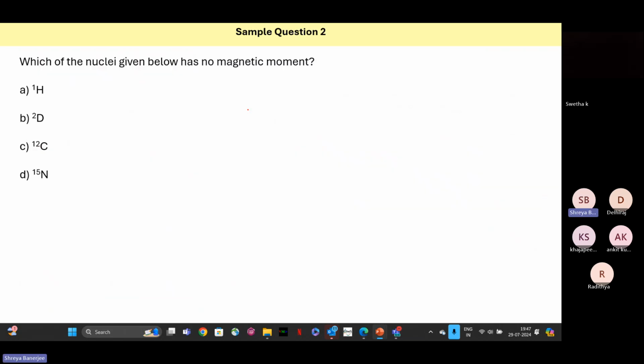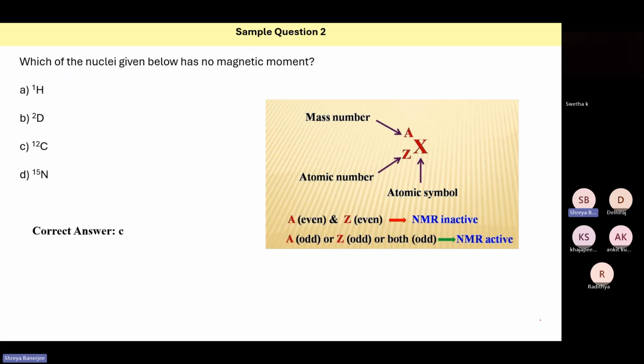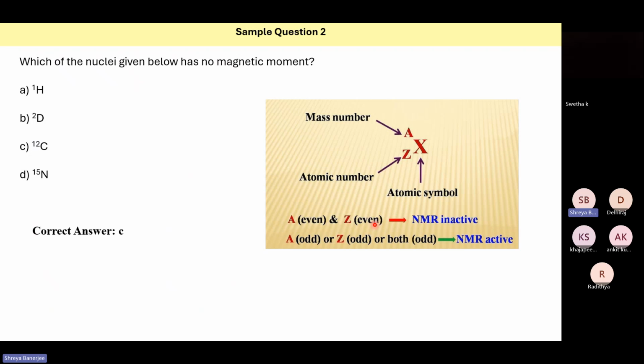Next is which of these nuclei don't have any magnetic moment, and this we have already discussed is 12C, because we know the rule is that when both atomic and mass numbers are even, there is no magnetic moment and the compound is NMR inactive.